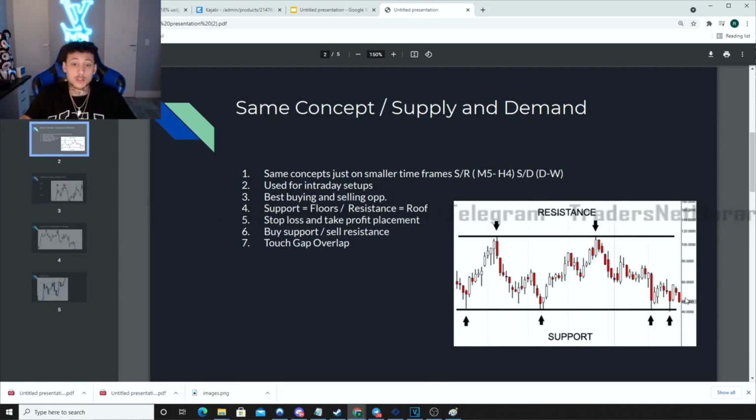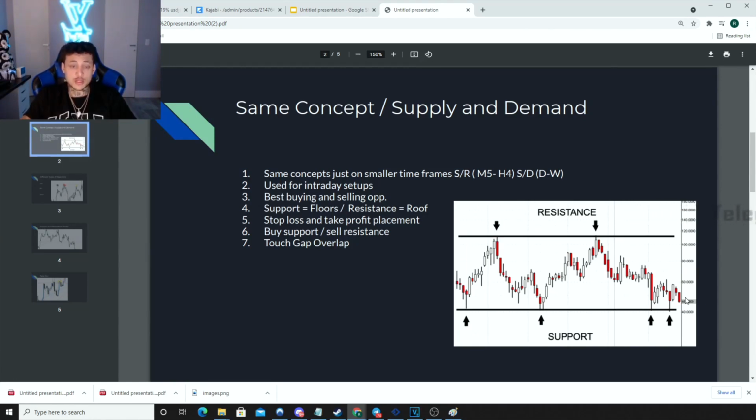Now, again, everything works in probabilities. Just because you buy at support doesn't mean that it will always 100% of the time reject it, right? Sometimes it may just break. Sometimes it may reject it a little bit and then break. Again, this is a game of probabilities. More importantly, trading isn't just technical analysis. It is managing risk.